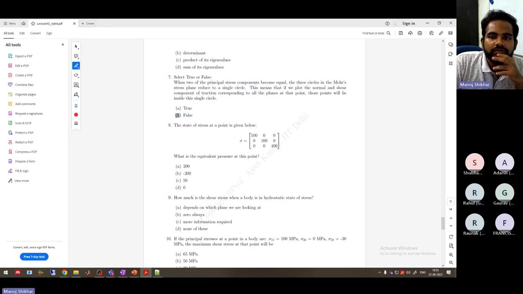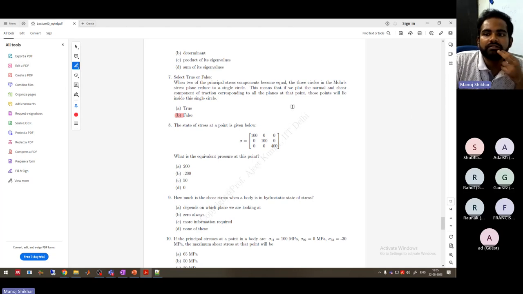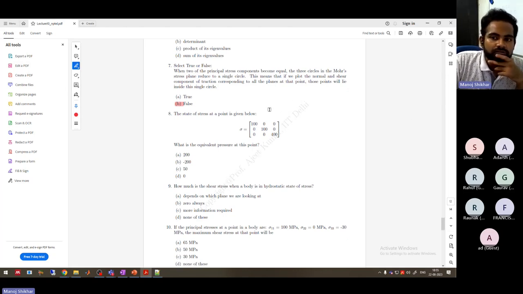This is false. The points will lie on the circle. I have already discussed it with you. Maybe let's see if I can. I've discussed why it should lie on the circle.